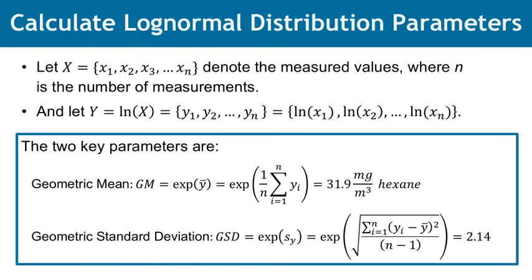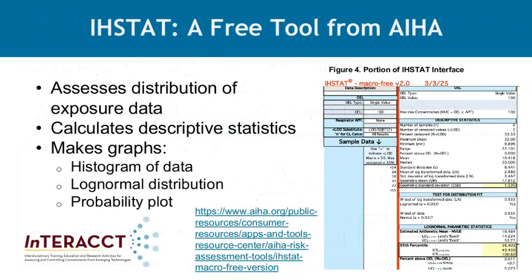Now, if you don't feel like doing these kinds of calculations by your hand or with a calculator, there are online tools that you can use to do the calculations. One of these tools is called IHStat. The software IHStat can be used to calculate log normal distribution parameters, including geometric means and geometric standard deviations. The program is set up in an Excel spreadsheet and is available for free download from AIHA. The link to access IHStat is shown below at the bottom of this slide.